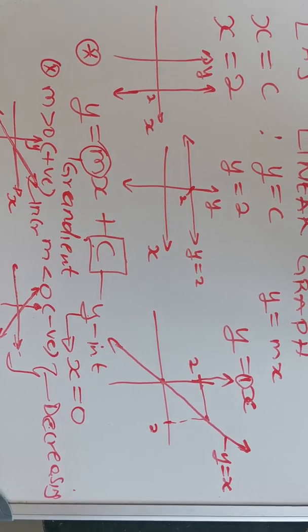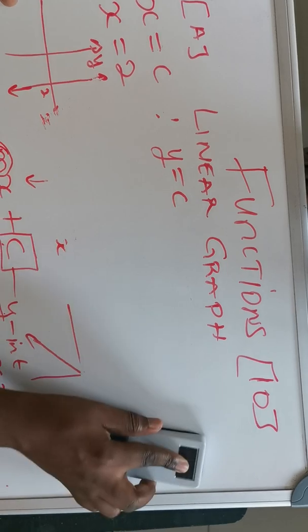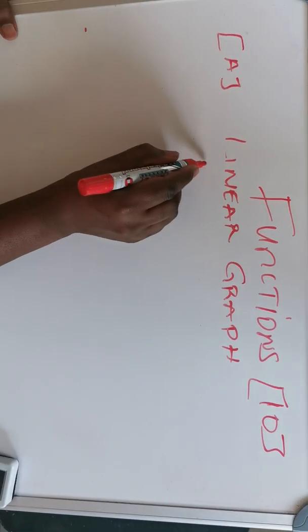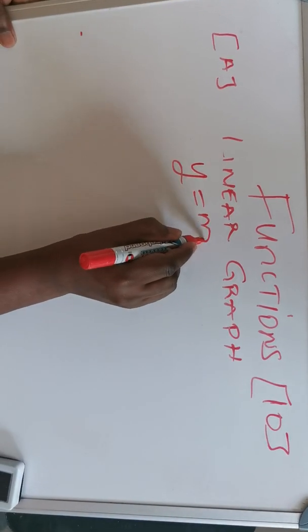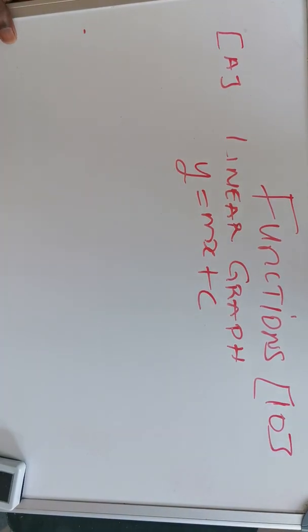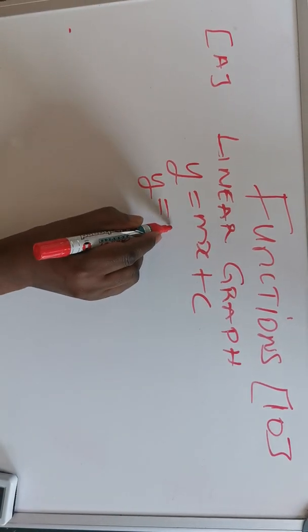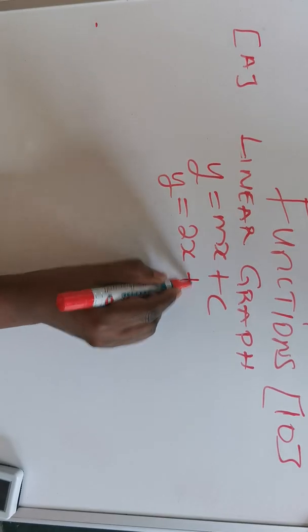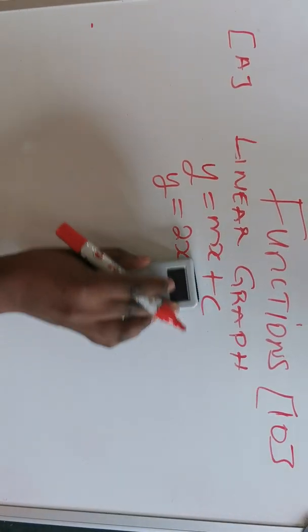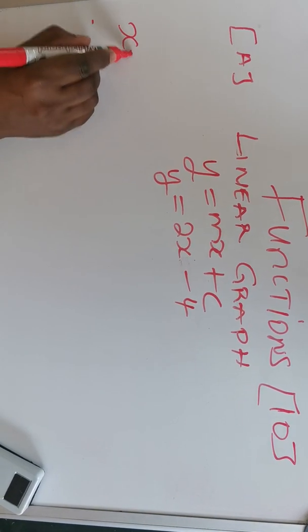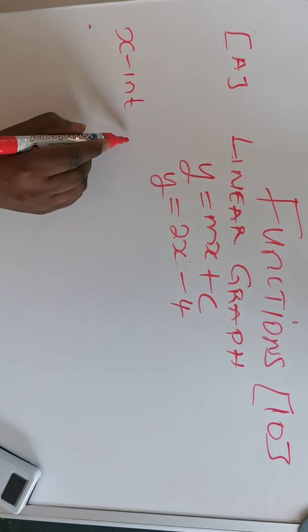Let's look at an example now of the linear function in the form of y equal to mx plus c. This is our linear. Let's give an example of this one. Let's say you are given 2x, let's say this is minus 4. So the first thing that you will do, you look for what we call the x-intercept.